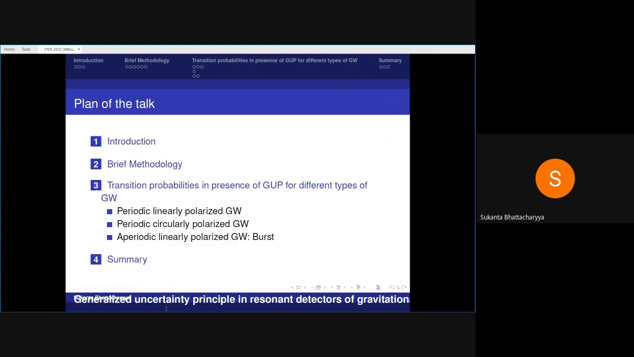The plan of my talk is as follows. At first, I shall briefly introduce the generalized uncertainty principle, namely GUP, and the motivation of our work. Then I shall discuss the brief methodology where we calculate the transition amplitudes of a harmonic oscillator due to gravitational waves in the presence of the generalized uncertainty principle, or GUP. After that, I find the transition probabilities in the presence of GUP for different types of gravitational waves. And finally, I conclude by summarizing all the results of this paper.